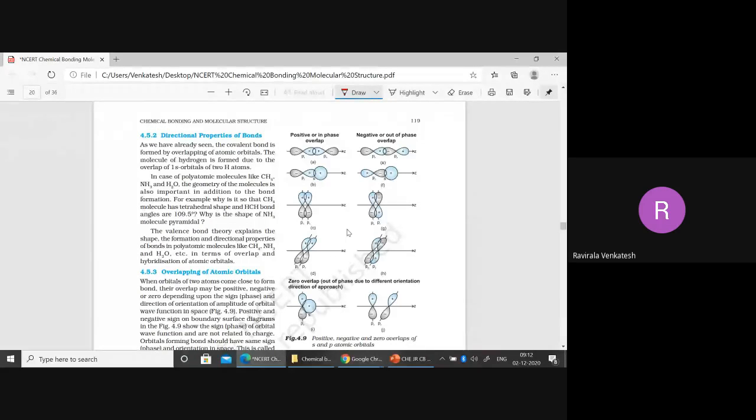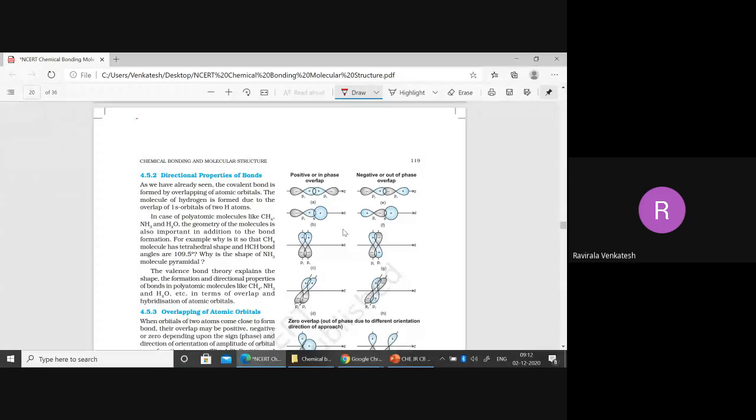For example, the first overlapping will be s-s overlapping. I'm drawing it here. The s orbital is always spherical in nature. One s orbital has an upward-spin electron and the other has a downward-spin electron. Now both will overlap like this, and the two electrons can be placed here. This is sigma s-s overlapping, because the bond is formed along the axis: a sigma bond by s-s overlap.